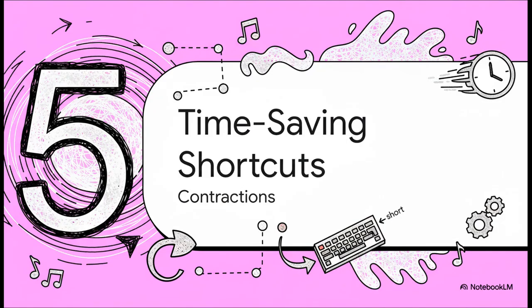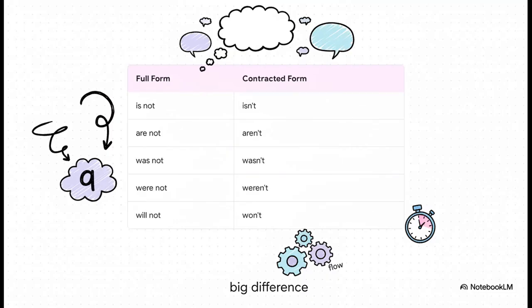Okay, now that we've got the basics down, let's talk about a pro tip that's going to make your speaking and writing sound way more natural and fluid, and that is contractions. When we're actually talking, we almost never say the full negative form, like was not. Instead, we mash them together. Was not becomes wasn't, will not becomes won't. That little apostrophe just takes the place of the letter O. It's a tiny change that makes a huge difference in how you sound.